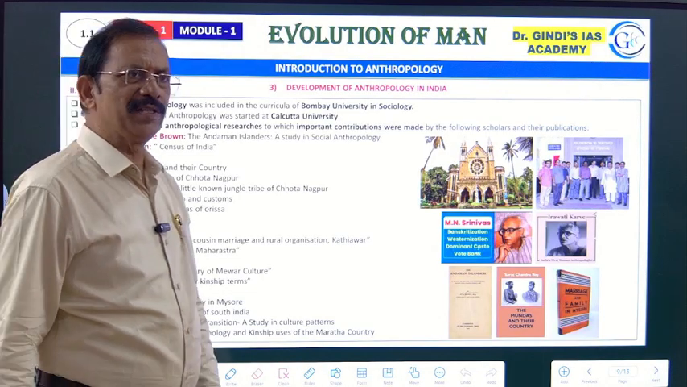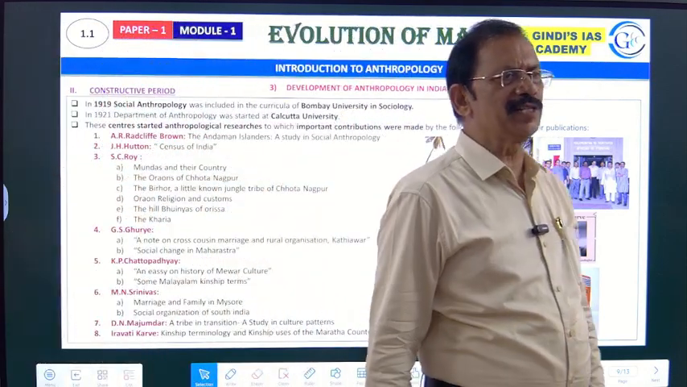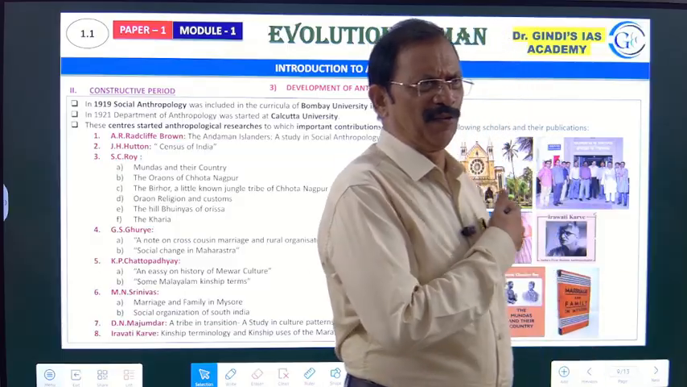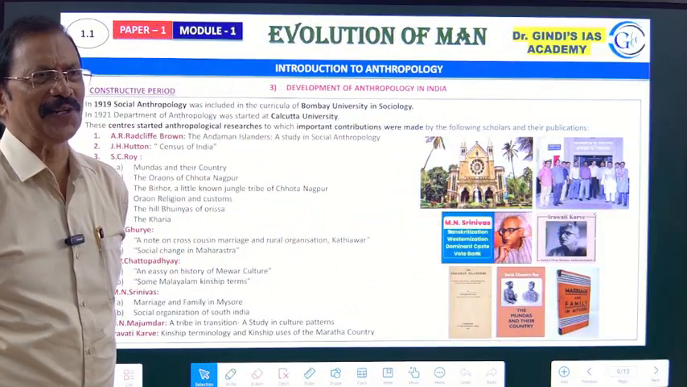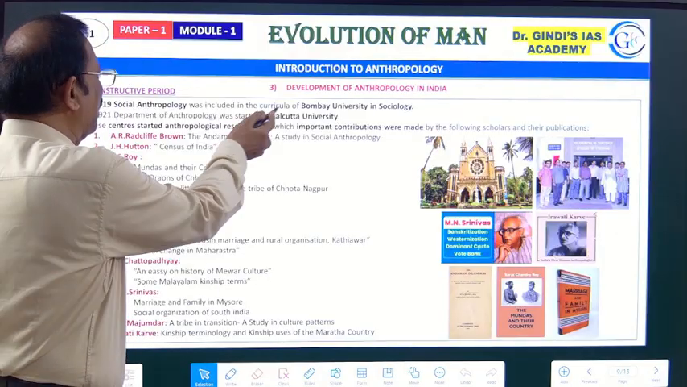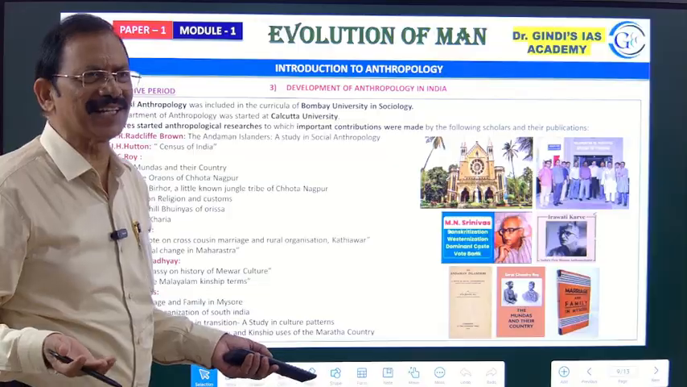Constructive period. So like this, the formative stage completed. Second stage is constructive period. What was the first stage? Formative stage. Second stage is constructive. So with the development of the departments of the university, automatically the second stage started.